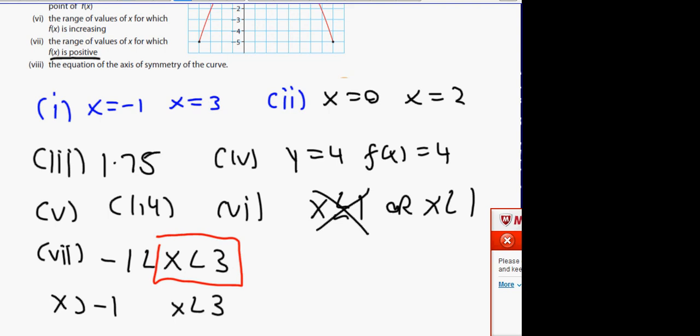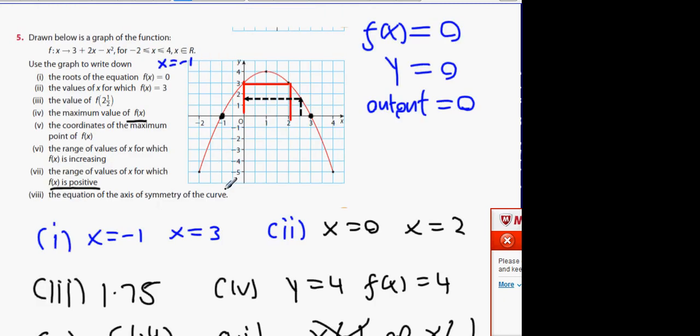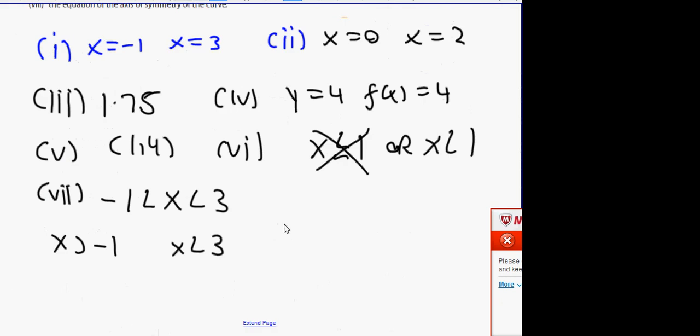Okay? Now, find the equation of the axis of symmetry of the curve. What do we mean by axis of symmetry? Where does it get cut in half? Tell me where it gets cut in half, guys. 1 on the x-axis. Now, what's this form of this line called? Anybody know? X equals 1 is the name of the line, because all the points in this line, x equals 1. So the answer is x equals 1.